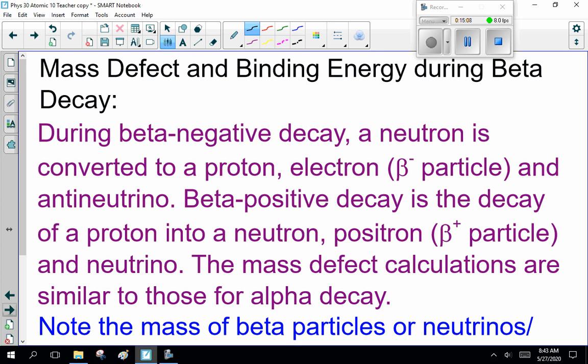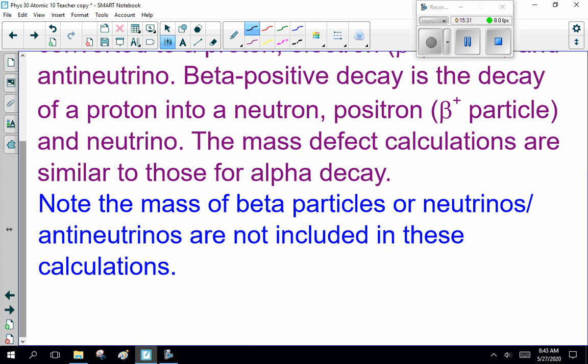So now, just to remind you about beta decay, during beta negative decay, a neutron is converted into a proton, an electron, a beta negative particle, and an antineutrino. Beta positive decay is the decay of a proton into a neutron, positron, beta positive or positive electron, and a neutrino. The mass defect calculations are similar to those for alpha decay. Note the mass of beta particles or neutrinos or antineutrinos are not included in these calculations. They're small enough we can ignore. Right? They're not included, so skip it.